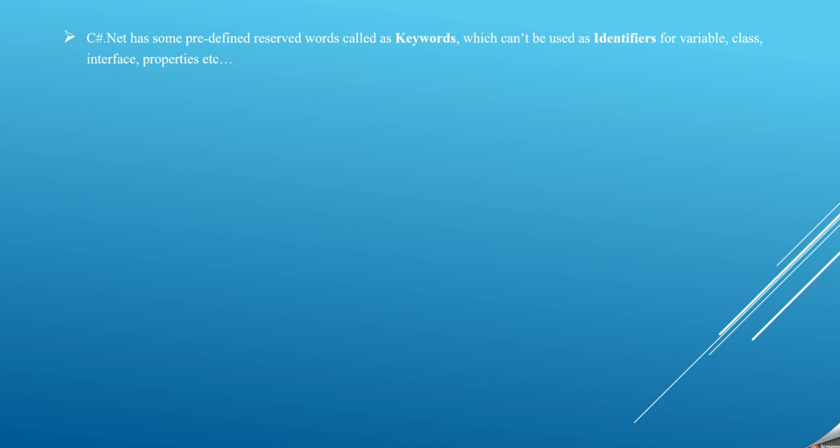Basically, keywords are nothing but reserved words, already reserved by Microsoft as a part of the C#.NET language, and they can't be used as identifiers in your program, like for variable, class, interface, properties, etc. Okay, this can't be used. So I will prove this right now.